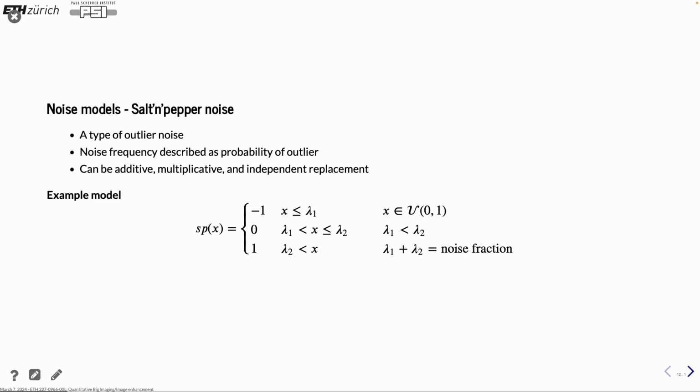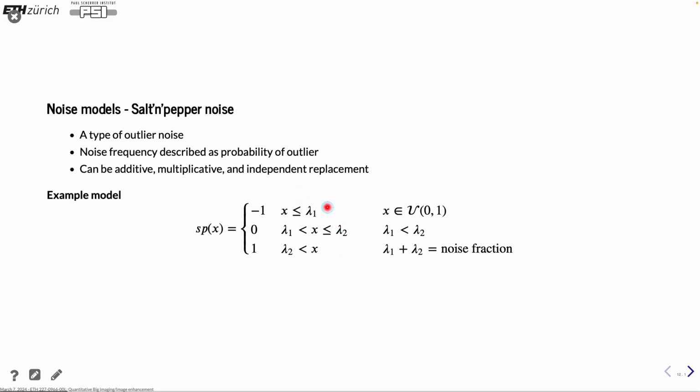And the next model I mentioned was salt and pepper noise. That's more of a probability distribution, so you have outliers. Of course, you can have different amplitudes on these outliers, but it's more about the frequency of these outliers. So let's say you have a black and white spot. So you have negative spots and positive spots, which is what this model is showing.